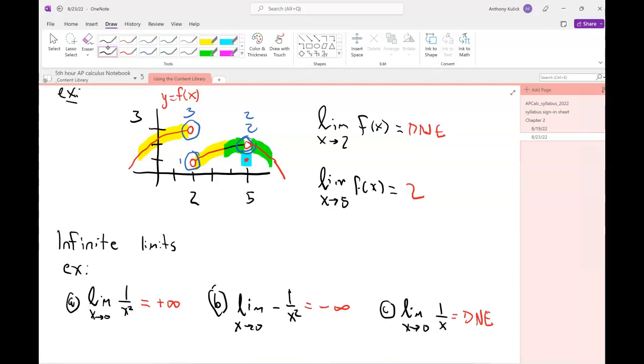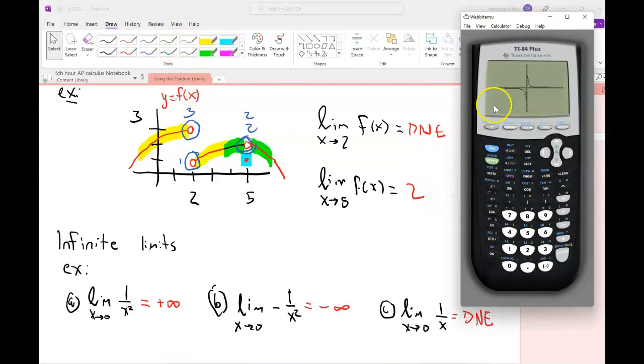Is everybody feeling okay with what we're doing? Notice in all three of these situations, whether you're talking about 1 over x squared, negative 1 over x squared, or 1 over x, all of those have a vertical asymptote at x equals 0, right? All of those functions had a vertical asymptote at x equals 0.